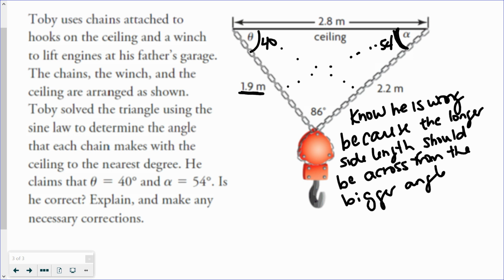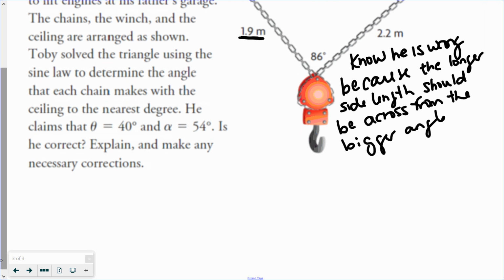So we know he's wrong. So let's erase his guesstimates and let's make all the necessary corrections. You probably wouldn't also just want to be like, well, I guess then this is 40 and this is 54. He must have just wrote them in the wrong spots. We want to actually calculate out what they would be. So we're going to be looking for an angle.